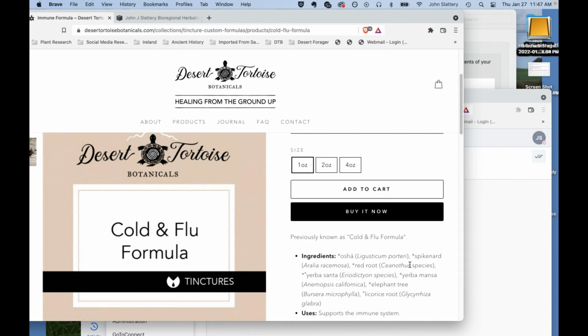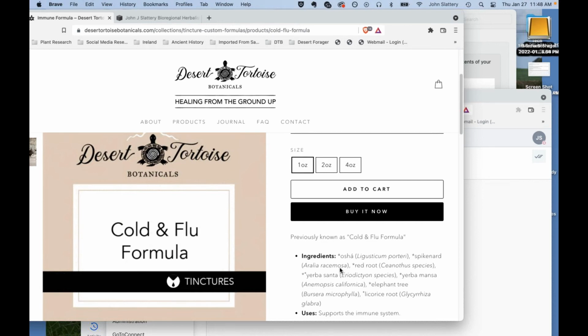and the cold and flu or immune formula is no exception whatsoever. So Yerba Mansa, I started talking about, has been one of the most popular folk herbs for both internal and external use for centuries, I would imagine. I've spoken about Yerba Mansa recently, and there's a lot written on it, I believe a write-up here on my blog.